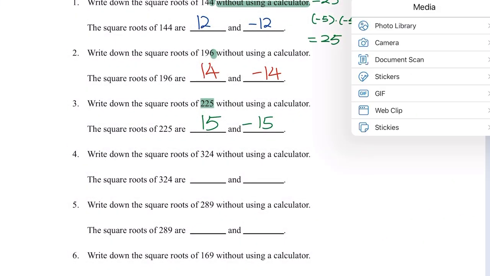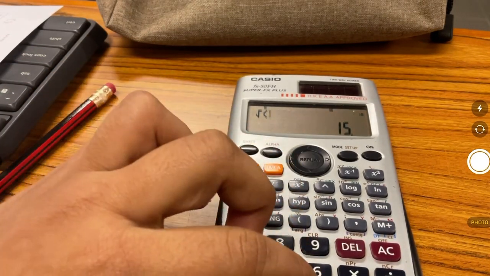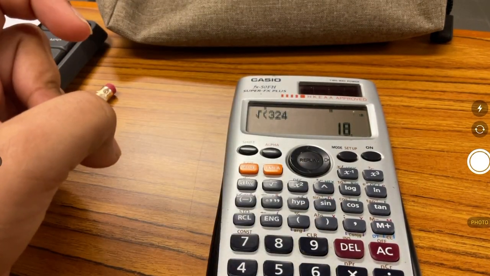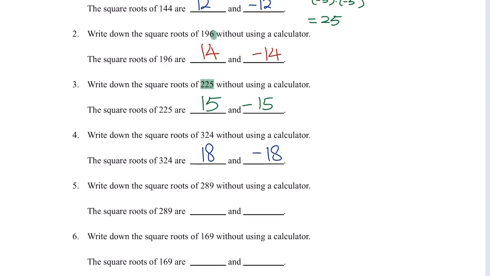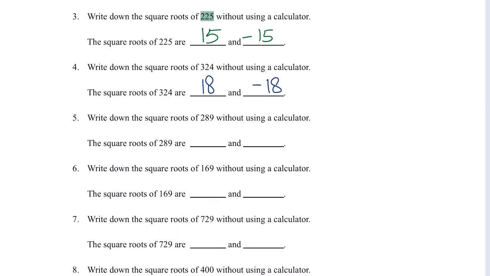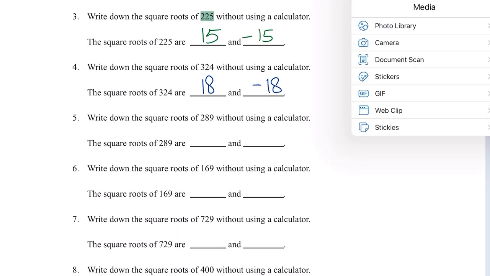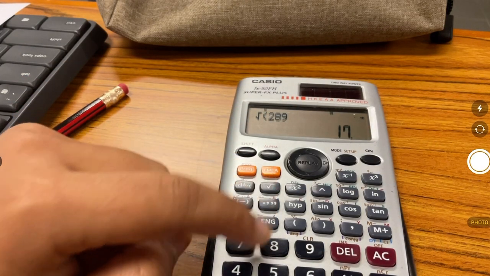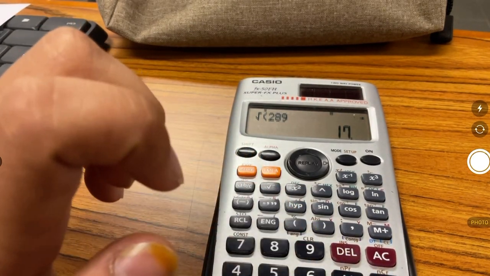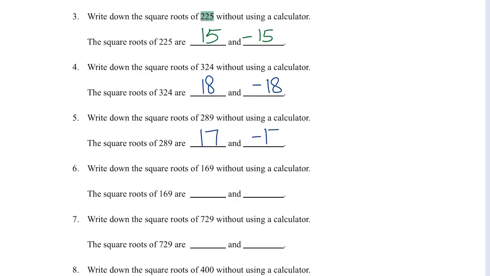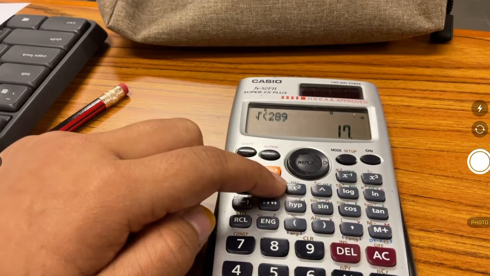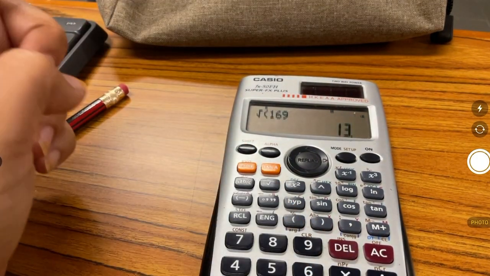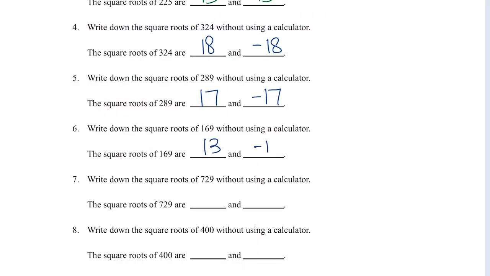So square root of 324, what can you guess? It will be somewhere around 18. Good. So it will be 18 and negative 18. How about the next one? Square root of 289. Let's click the calculator. Square root of 289, you have 17. So you write 17 and negative 17. Next, square root of 169. You have 13 and negative 13 as well.